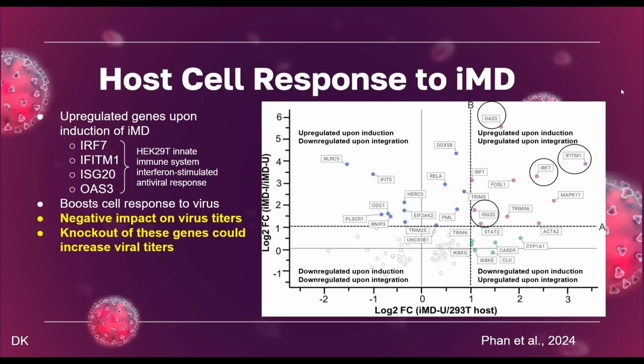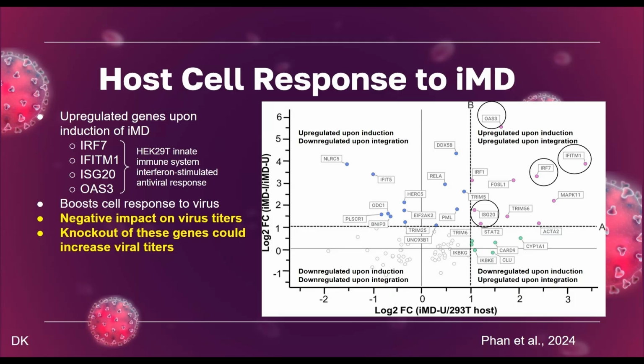As part of this analysis, they also looked at the genes associated with the innate immune system. And in the figure on the right, they computed the fold change associated with the uninduced master donor cell line when compared to the HEK293T cell line on the x-axis. And on the y-axis, they computed the fold change associated with the induced master donor cell line compared to the uninduced master donor cell line. And as you can see in the figure, the genes were upregulated either as a result of the integration of those genes into the host cell line or the induction of those genes.